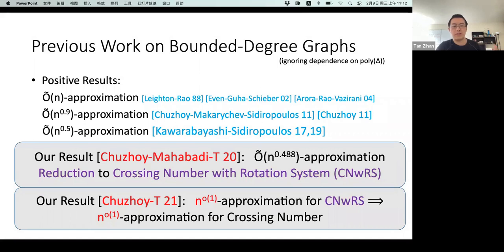The remainder of this talk is divided into two parts. In the first part I will talk about the first result. Mainly I will focus on the reduction part, since the approximation itself is really just a proof of concept, so I will not focus on that. And in the second part, I will talk about the second result.